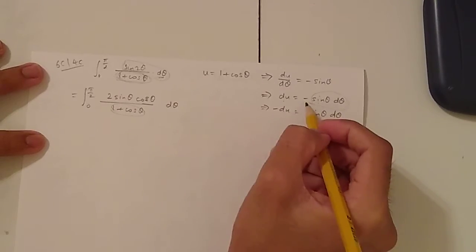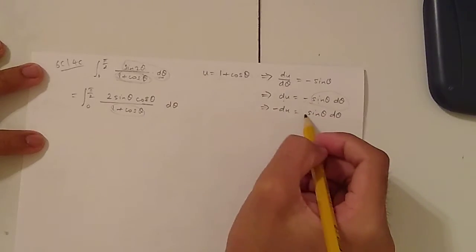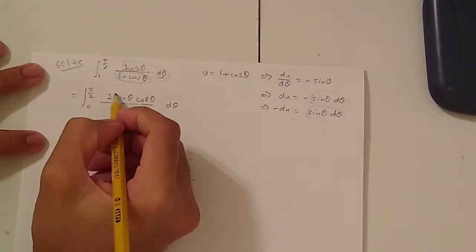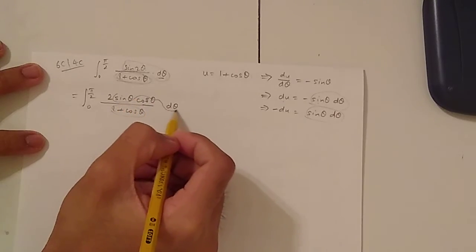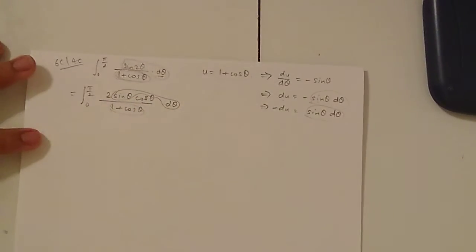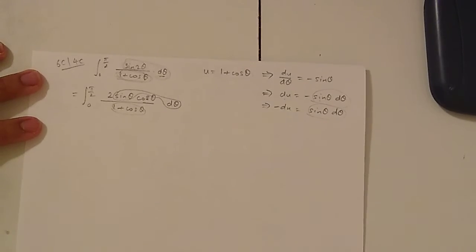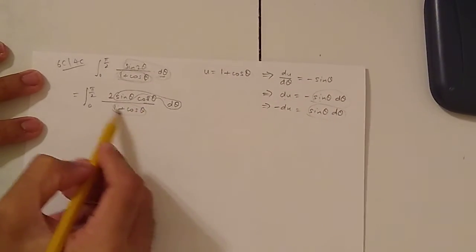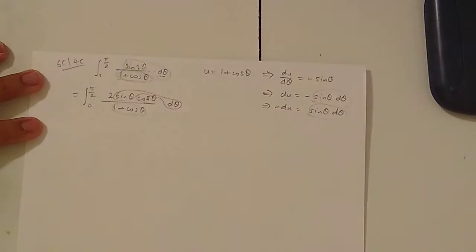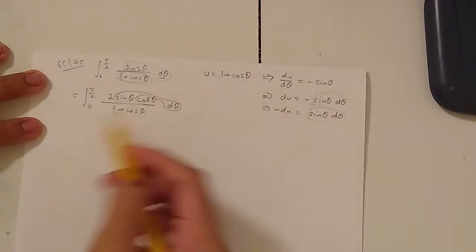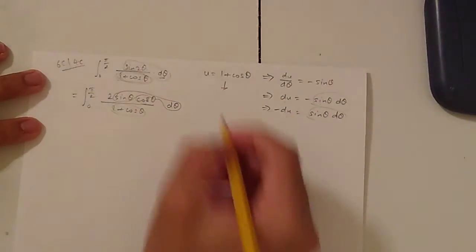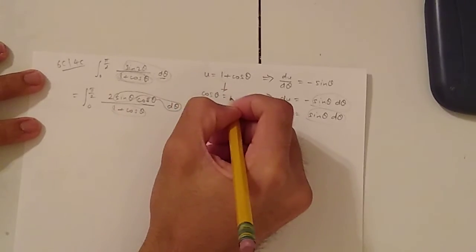Okay, I just transferred the minus to the other side. So sin theta d theta is going to be minus du. So this part over here, minus sin theta and d theta, is going to be replaced by minus du. What is left is the cos theta here. Because everything has got substituted, we do need to substitute the cos theta, and that cos theta you can easily find from the first expression. Cos theta is equal to u minus 1.